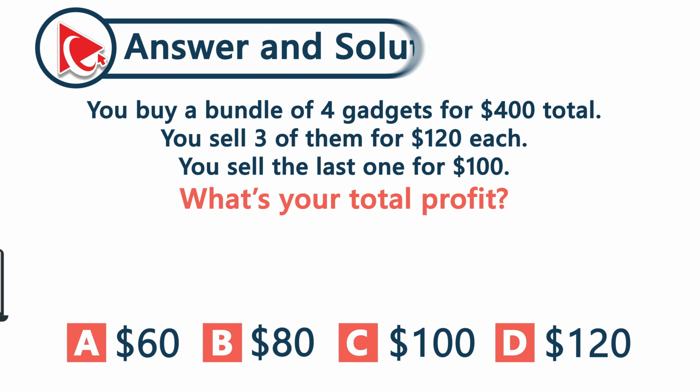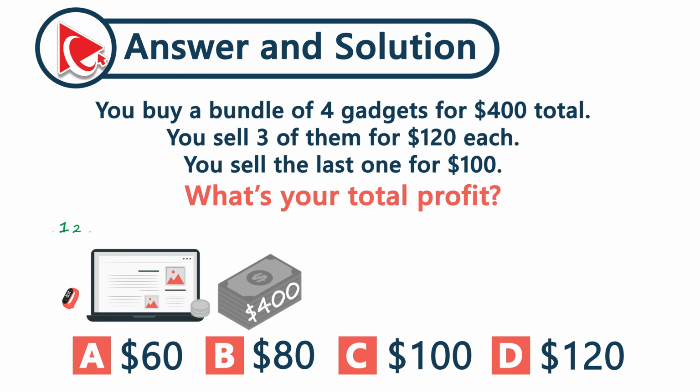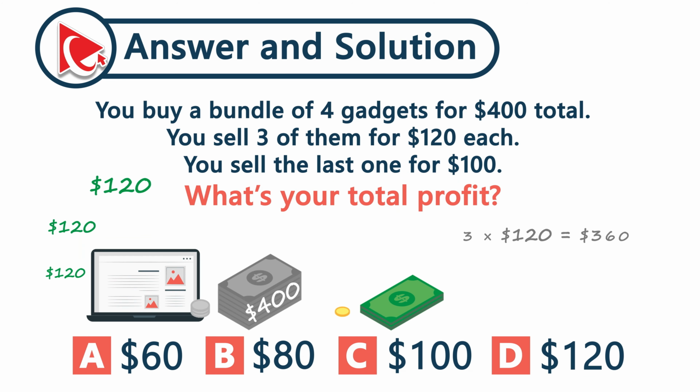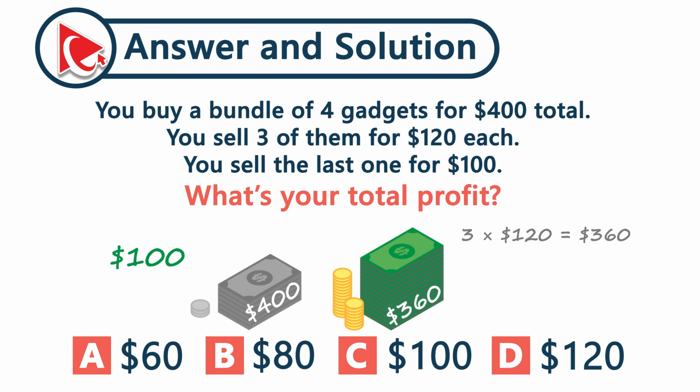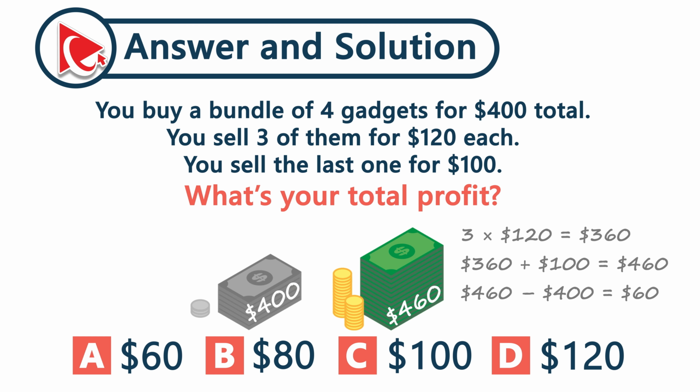You spent $400. That's your total cost. Then you made $120 from each one of the first 3 gadgets. 3 multiplied by $120 is $360. Then you sold the fourth one for $100. Altogether, you brought in $460 in revenue. Now let's subtract $460 minus $400, and the result is $60. So the final answer is choice A.